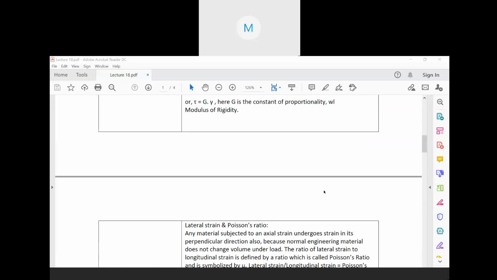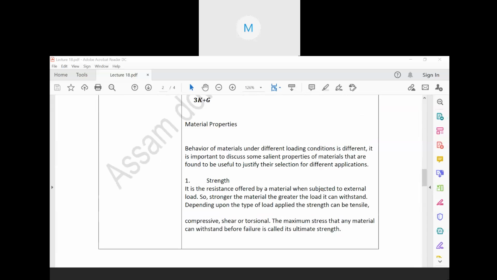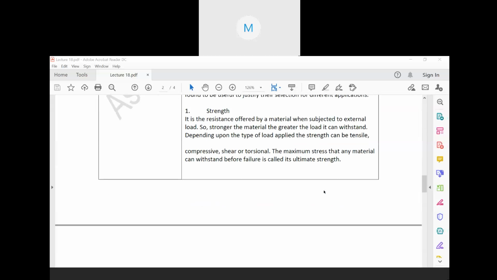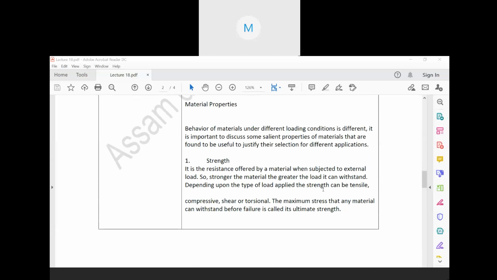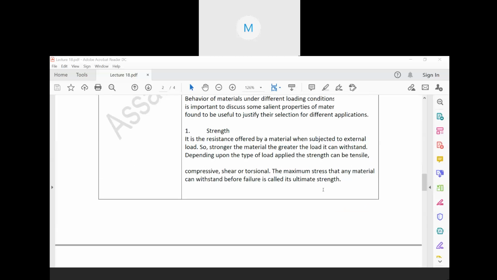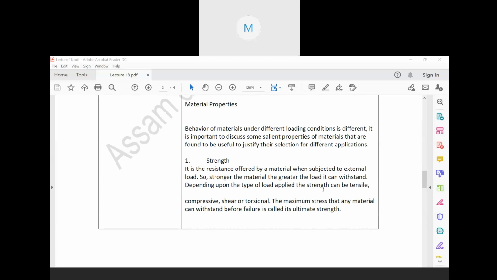Now, the ratio of stress and strain is directly proportional. Because of this, there is a constant which is known as Young's modulus, right? Due to this Young's modulus, the materials are showing different properties. Some of the properties that we can discuss here, number one, is strength.